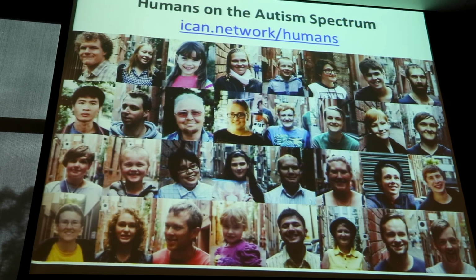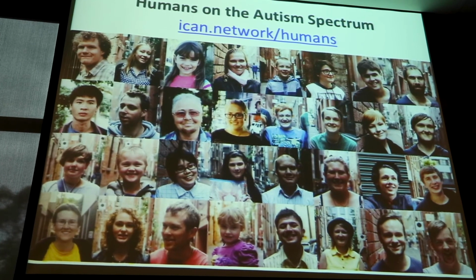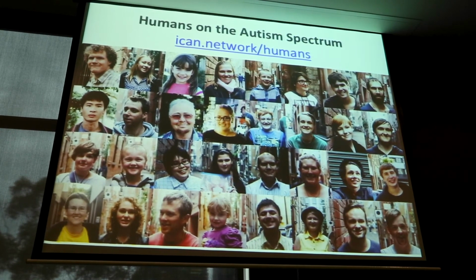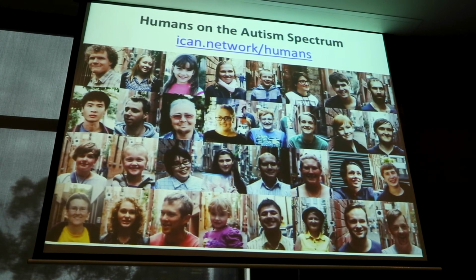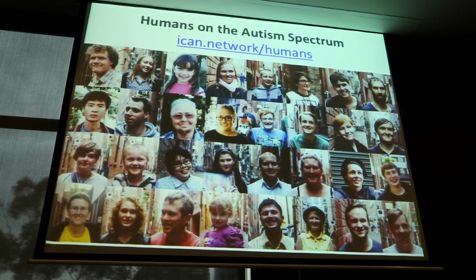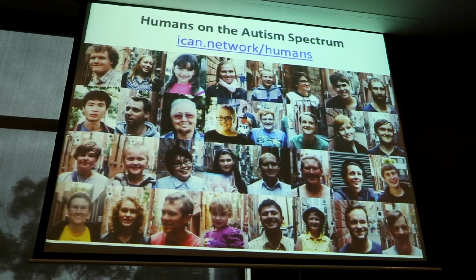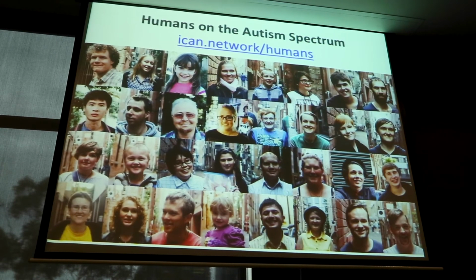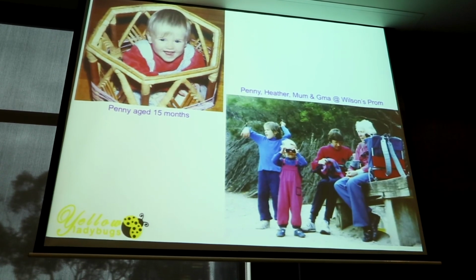But as Fiona has said, each person with autism is different, and over the month of April, the ICAN Network featured a different person's story every day. So if you go to ican.network/humans, you'll be able to read other people's stories of being on the spectrum, including Abby, one of the other people in AusDoCC. So here's my brief story, and then I'll talk about yellow ladybugs.